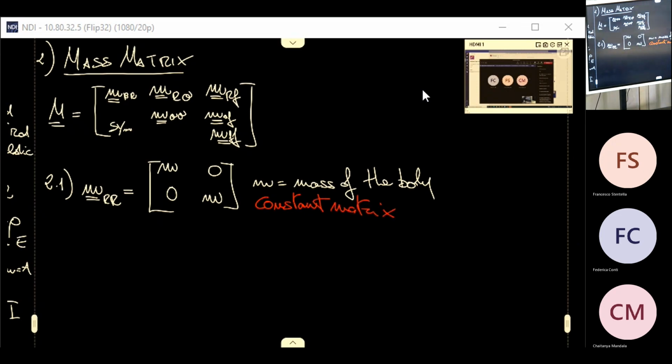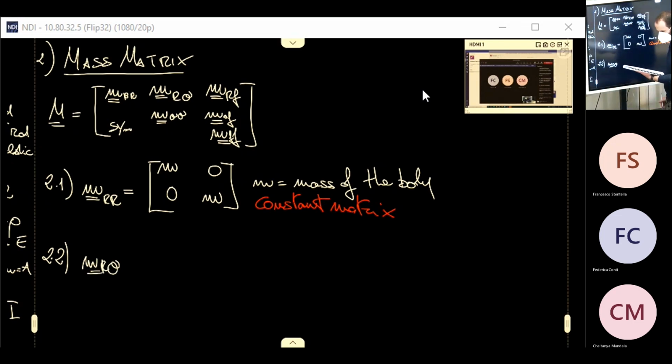This is a constant matrix, and not just in this case. Typically, this is the case for most applications, unless, for example, we are dealing with a body which loses or increases its mass during its operation. But unless we are dealing with these somehow extreme cases, this is what we have typically, a constant matrix. All right, then let's go a little bit deeper, and let's check this submatrix MR theta.